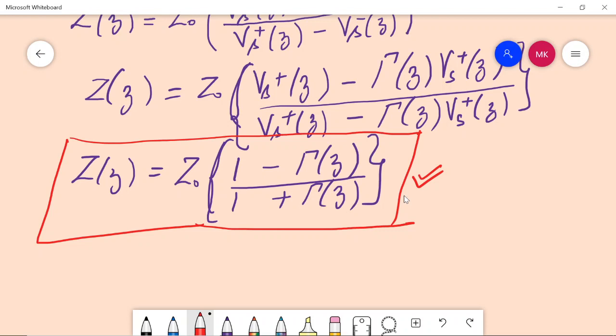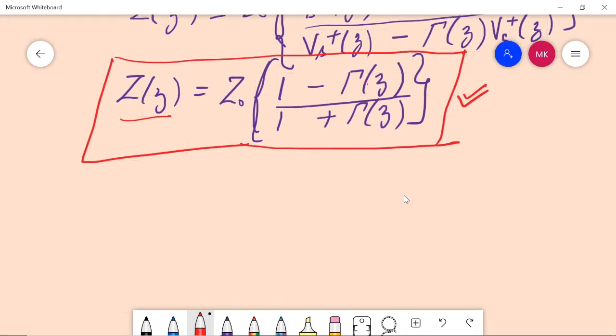So this expression is used to convert one parameter to the other, so you can use it for conversion between these two parameters. Once you know the reflection coefficient, you can find the line impedance, or once you know the line impedance, you can find the reflection coefficient. So if you want to find the expression for the reflection coefficient in terms of the line impedance, you can go through this one again.